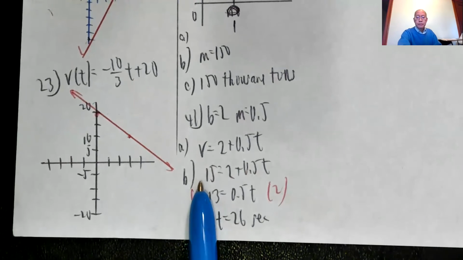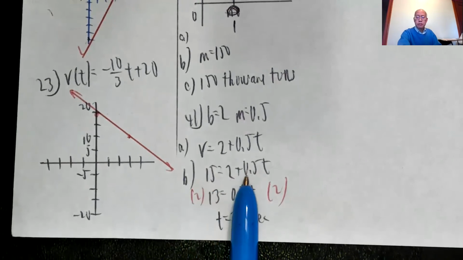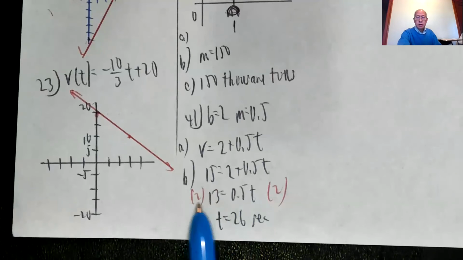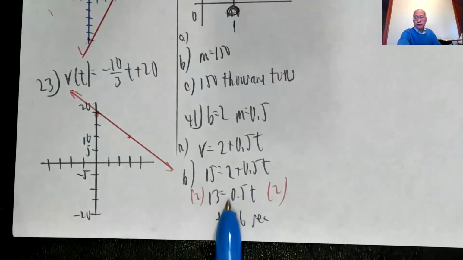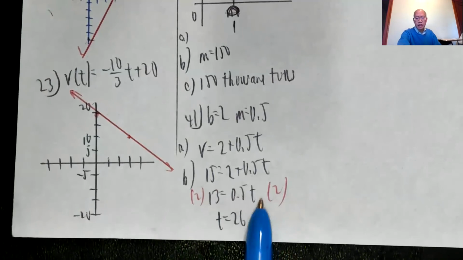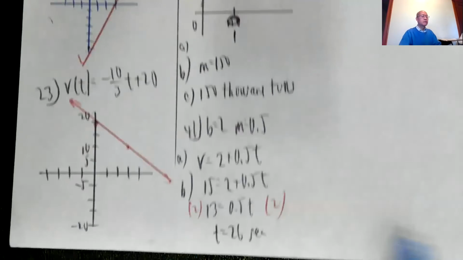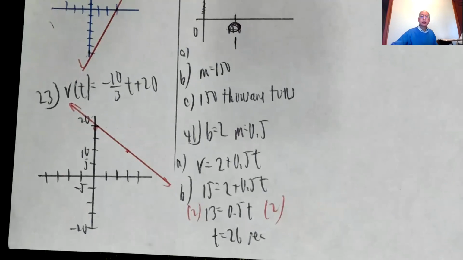And solve. So 15 equals 2 plus 0.5t, subtract 2. And then 13 is 0.5t. The reciprocal of 0.5 is 2. 0.5 is a half. So multiply both sides by 2. T is 26 seconds. All right, so that was section 2.5.